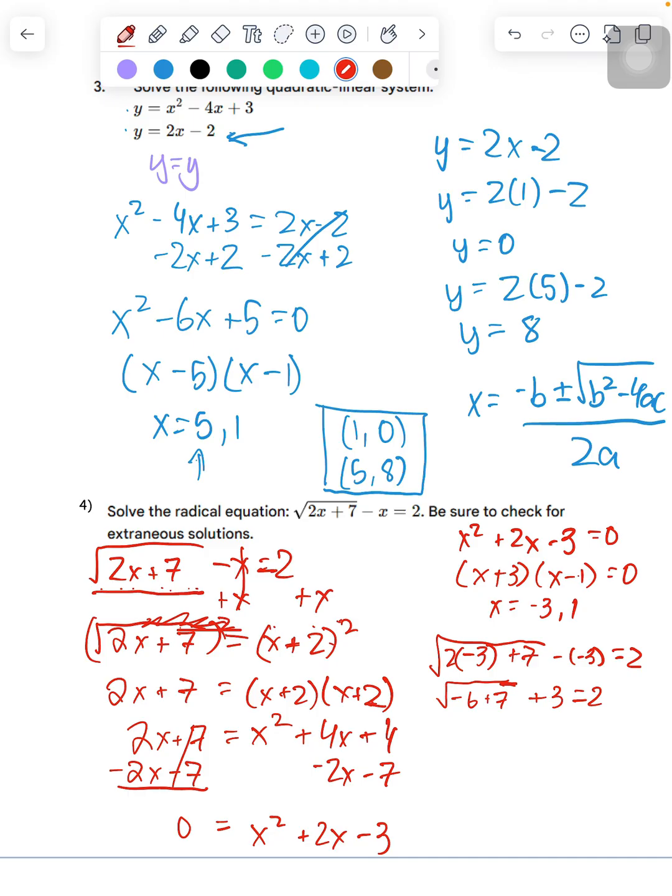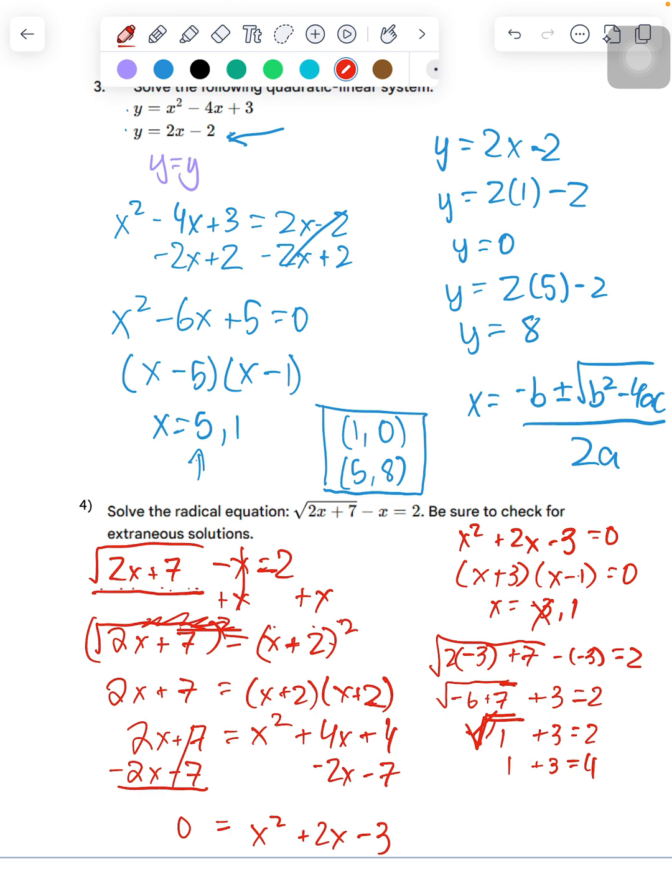It's going to be automatically false because we can't have a negative in the square root. Well, we could, but then we'd get an i, and i is not part of this equation. But let's work it out anyway. Negative 6 plus 7 is the square root of 1. The square root of 1 plus 3 equals 2? This does not work. The square root of 1 is just 1, plus 3 equals 4. So negative 3 is extraneous. It's just not going to work.